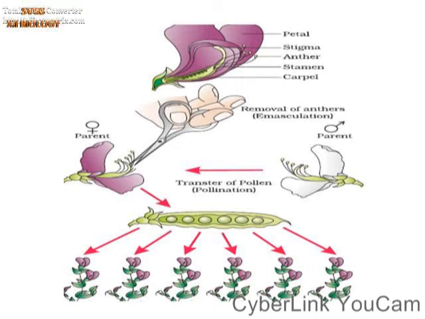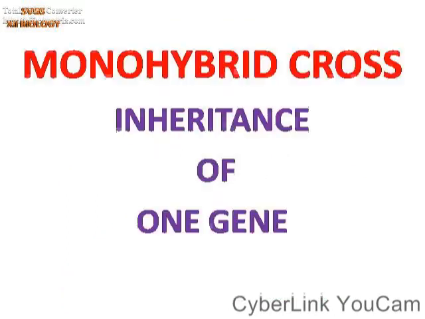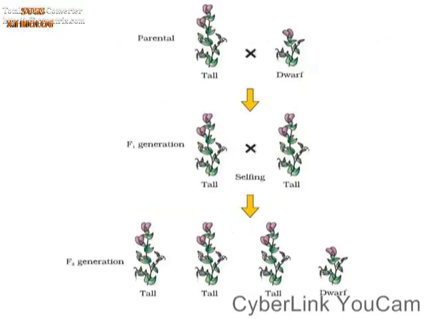In today's session, let us learn about the different experiments made by Mendel. The first one is the monohybrid cross, that is, the inheritance of a single gene. When a single gene has control over a single trait, that is termed inheritance of a single gene.